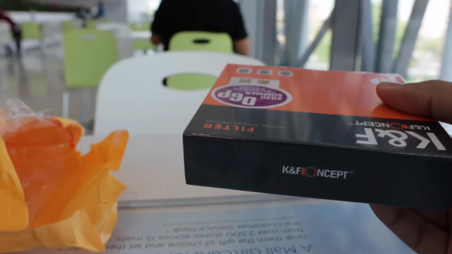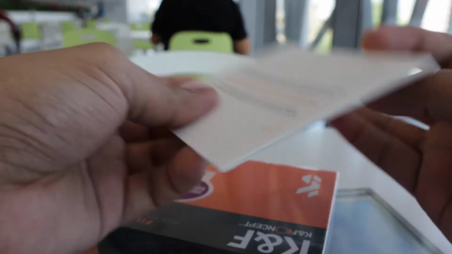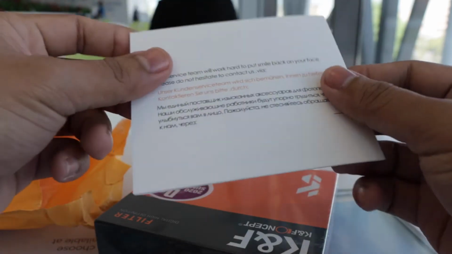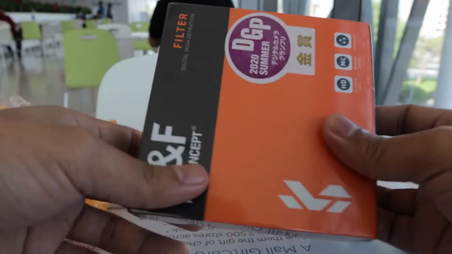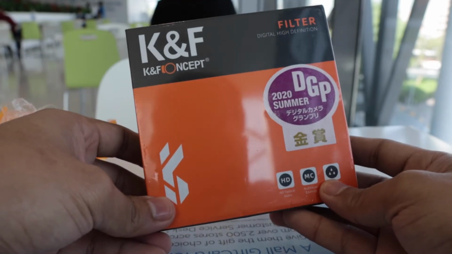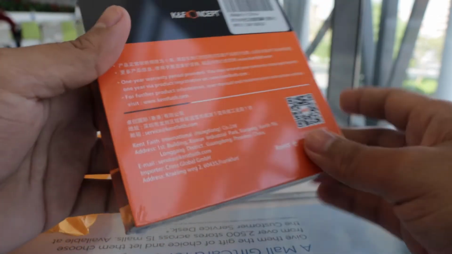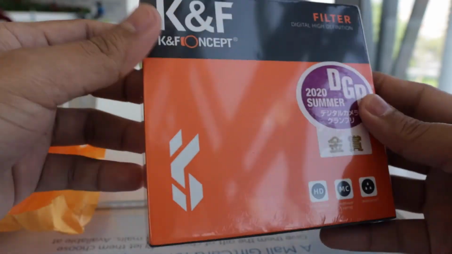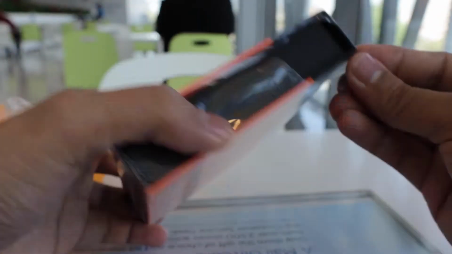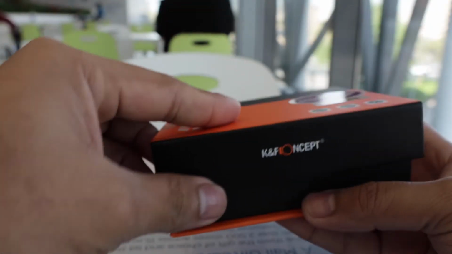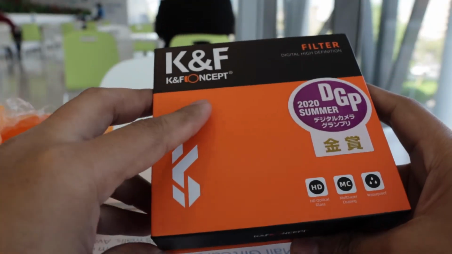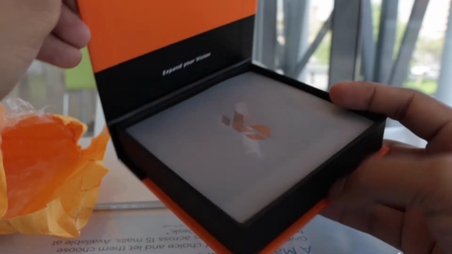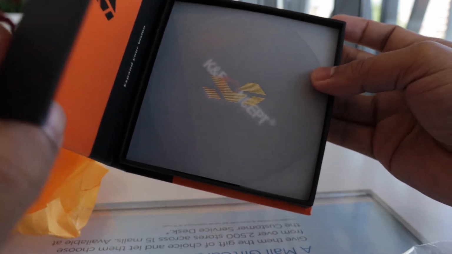So this is inside the box. There's a welcome letter from K&F. Set aside this one. And this is the actual box of the K&F ND filter. It's very nice and a decent box for a filter. Wow, this is a nice box. Look at this, guys. So this is the filter inside.